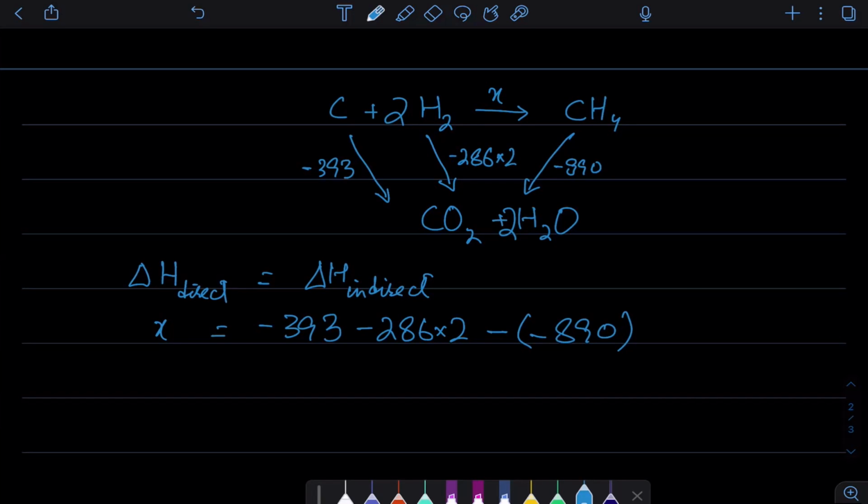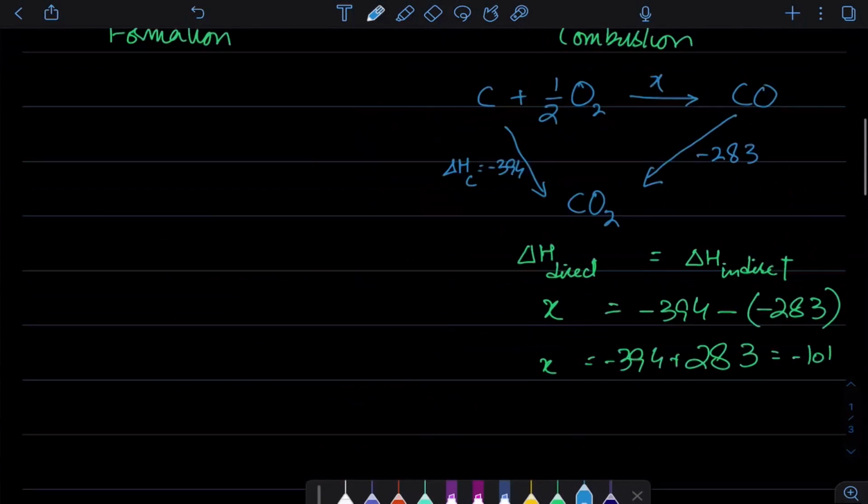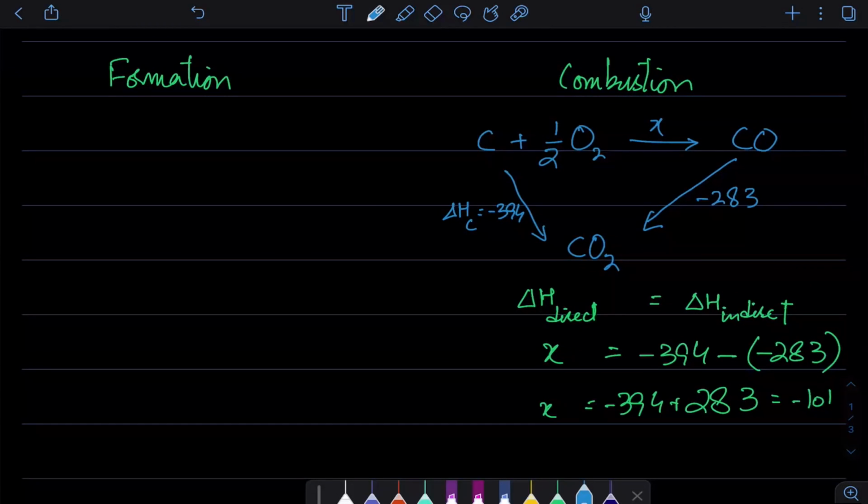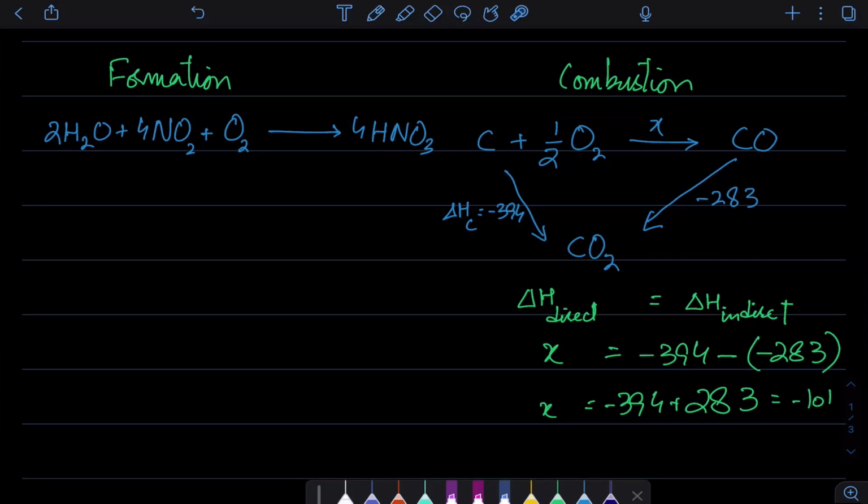ठीक है? अच्छा, now let's try to do a formation का question, जो combustion से नहीं कर सकते हम. So here's an equation. 2H2O plus 4NO2 plus oxygen makes 4HNO3. Problem is, we know that it's unlikely to burn nitric acid, और NO2 फर्दर ऑक्सीडाइज नहीं होती, तो इसको भी बर्न नहीं कर सकते आप, वाटर को भी बर्न नहीं कर सकते आप. सो कंबशन से ये क्वेश्चन नहीं हो सकता, तो फॉर्मेशन से ट्राई करते हैं.